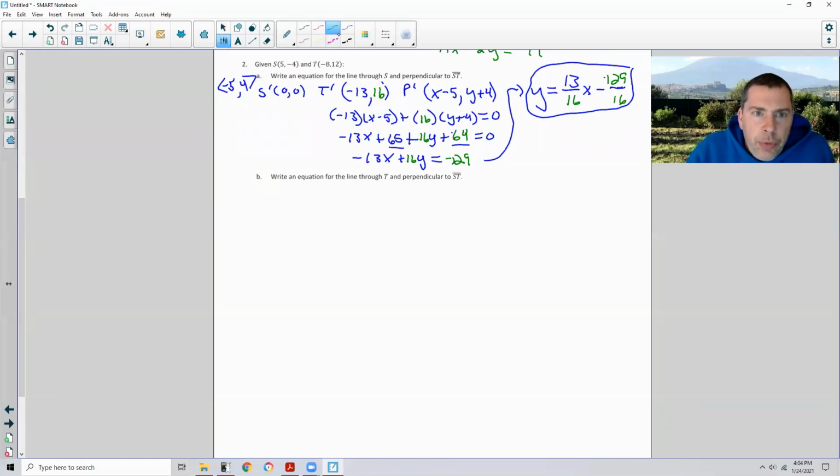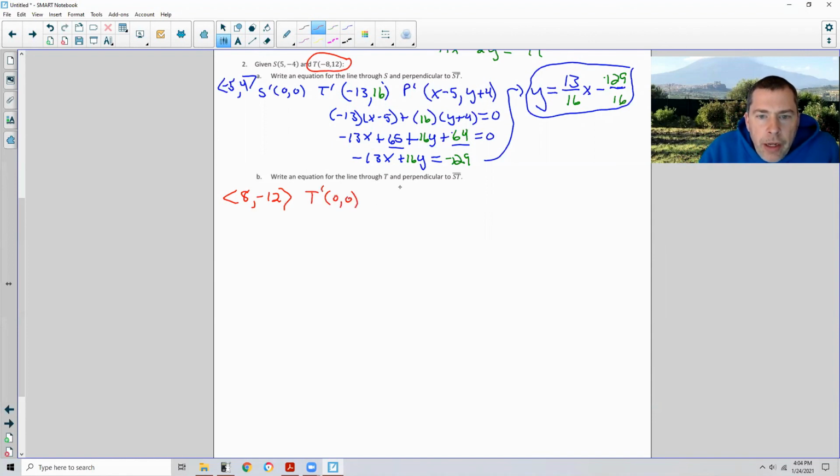Okay, so one more time, we're going to write an equation for the line through T. So now we're talking about this point. I want to move that to the origin. To move it, our vector is going to be the opposite of these, 8, negative 12. That's the vector translation that gives us T prime of 0, 0.